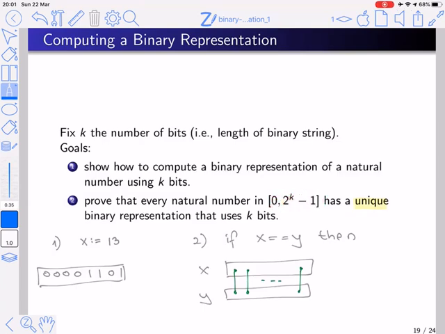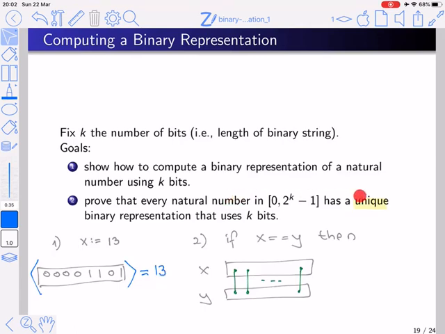Let me discuss for a second why these two goals are of interest. Consider a line in your programming language where you assign x the value 13. But now you know that computers work with zeros and ones, so that computer will have to represent 13 in binary representation. It will have to turn it into a string such that that string represents 13 in binary representation. So that would be the first reason why you would like to know how to compute the binary representation of numbers.